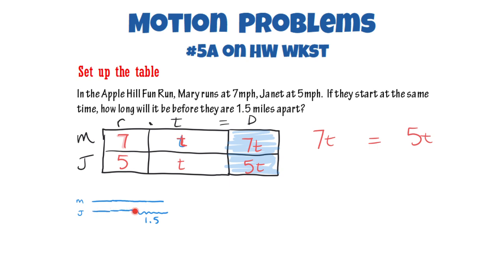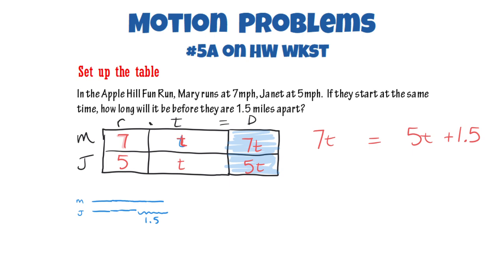This is 5t, but we've got to add the 1.5 to make it equal to Mary's. So I'm going to add 1.5 to Janet's. Now their distances are going to be the same because we added in this extra little bit on Janet's distance. All right. That was my plan. Now I'm ready to perform.